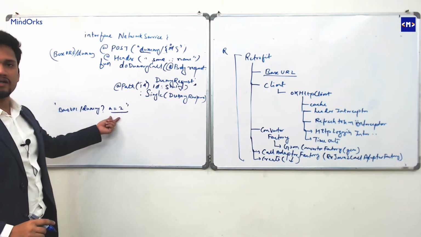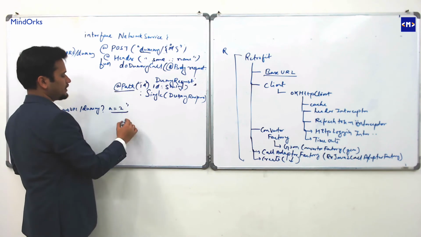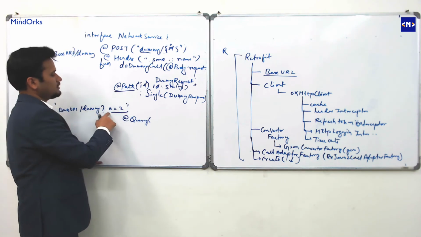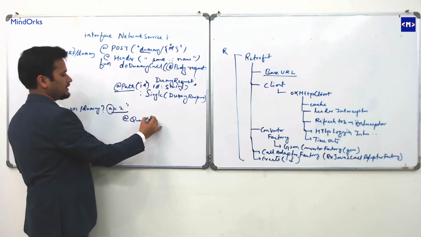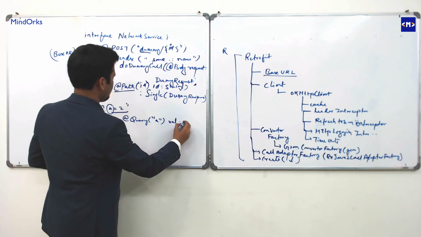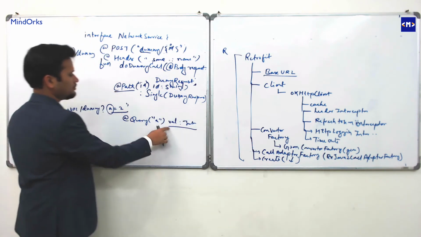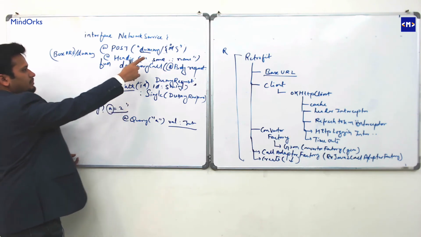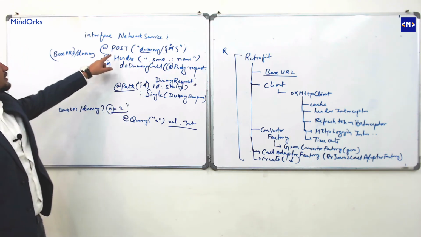Then for doing that, you have one more annotation, @Query, and whatever name you want to supply, you will write here, and the value you will pass from outside. So whatever you pass, this will be formed here. So that's a way to write the query parameter in Retrofit.